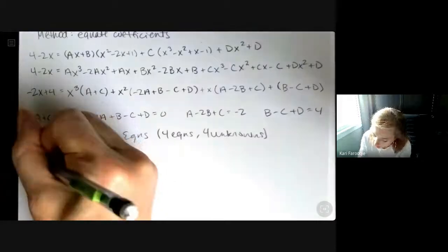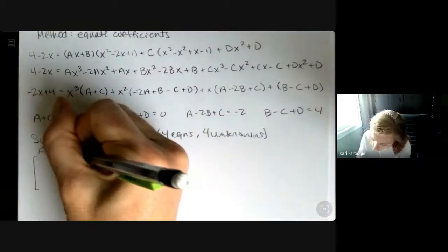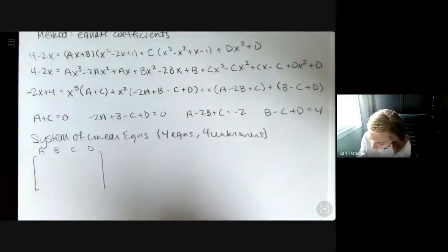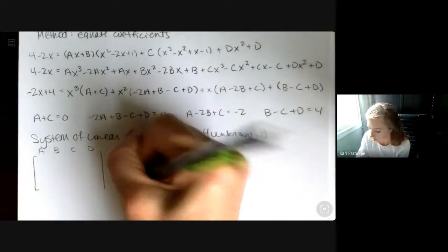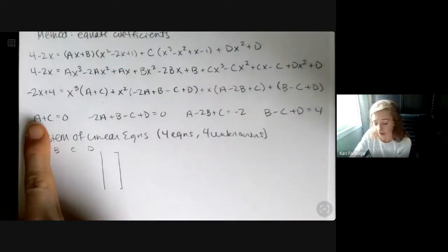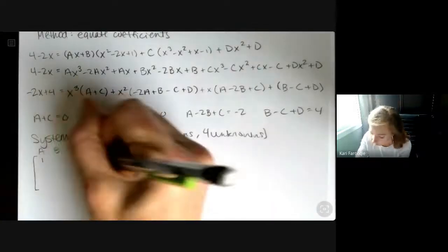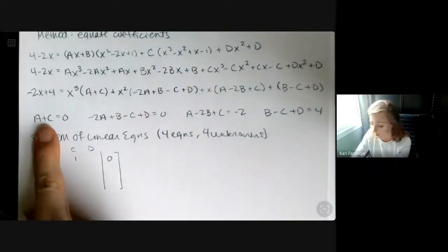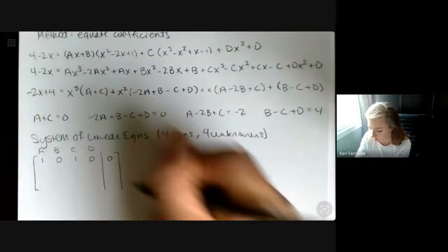The way I'm going to do this is with a matrix. I'm going to have columns for A, B, C, and D. An augmented matrix. And then I'm going to have the constant on the right-hand side. So for my first equation, I have 1A plus 1C equals 0. So 1A, 1C equals 0. I don't have any B's or D's in this equation, so I'm going to enter B and D as 0.